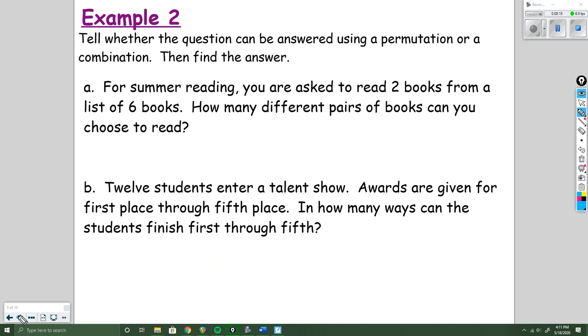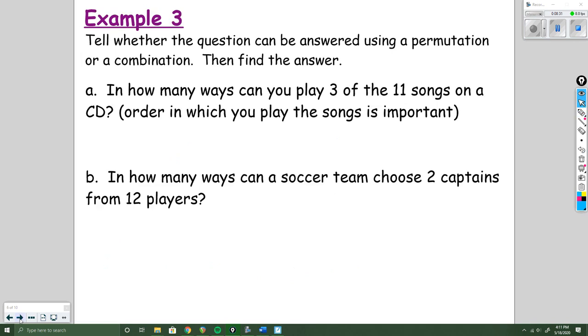All right, on to the next one. In example 3, it says, in how many ways can you play 3 of 11 songs on a CD? And it says, let's suppose that the order is important. So if the order is important, that's 11P3, because this is a permutation. And if we type in 11P3, we would get 990 different ways.